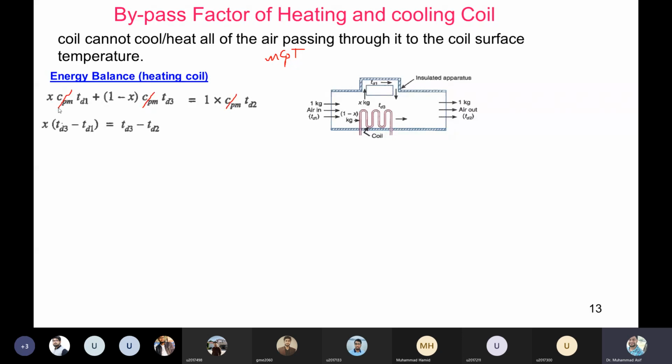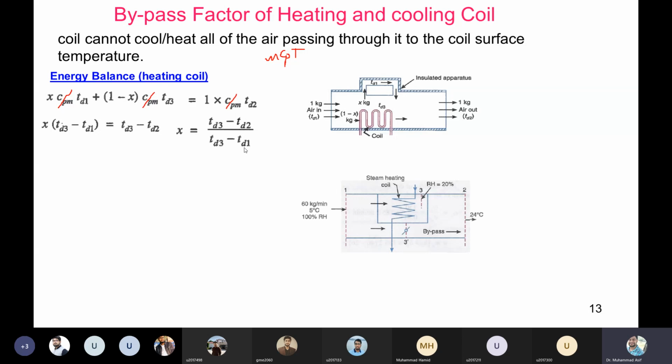So if you rearrange, this is x, this is also x, so that will be common. So we'll have TD3 minus TD1, whereas one of the TD will go on the other side, so it will be TD3 minus TD2. So that value of x, which is basically the fraction of the air which is bypassed, is called the bypass factor. So the bypass factor is the ratio of TD3 minus TD2 divided by TD3 minus TD1, right?